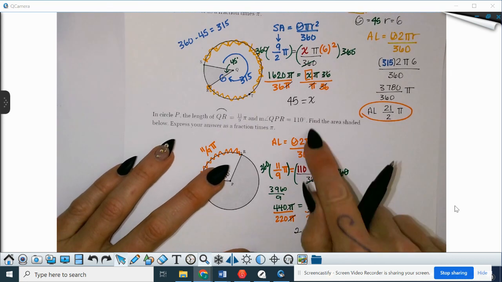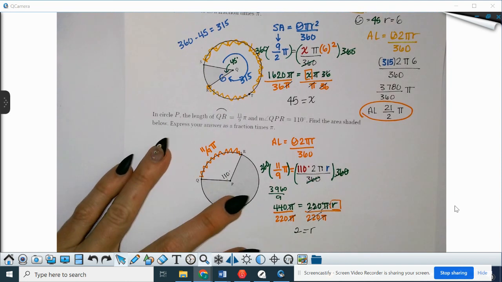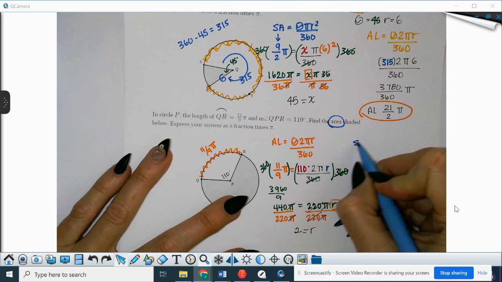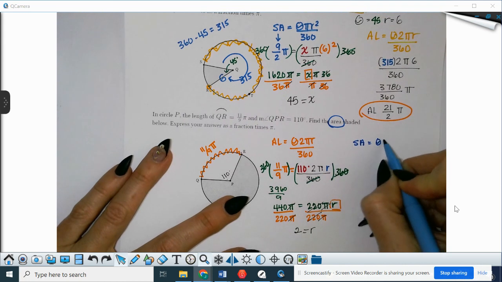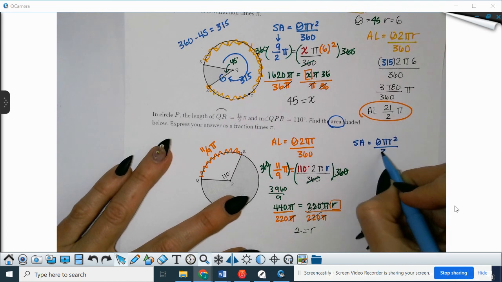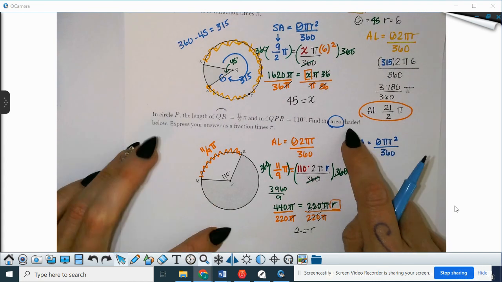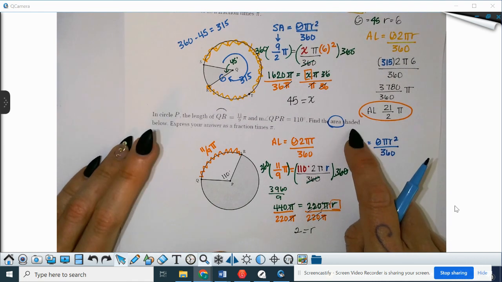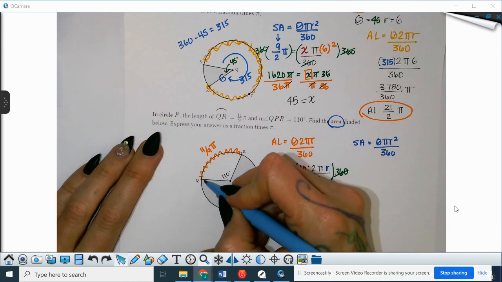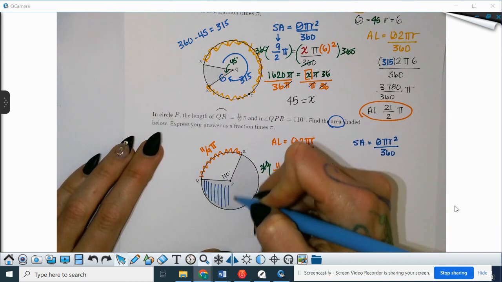Now, again, we're not done. We found the radius. We have a little bit more math to do. And then it's going to say find the area. So sector area is theta pi r squared divided by 360. So as soon as I see that, I write this. Now I keep reading. Find the area of the shaded region. Now that 110 was not the shaded area. This is our shaded area.